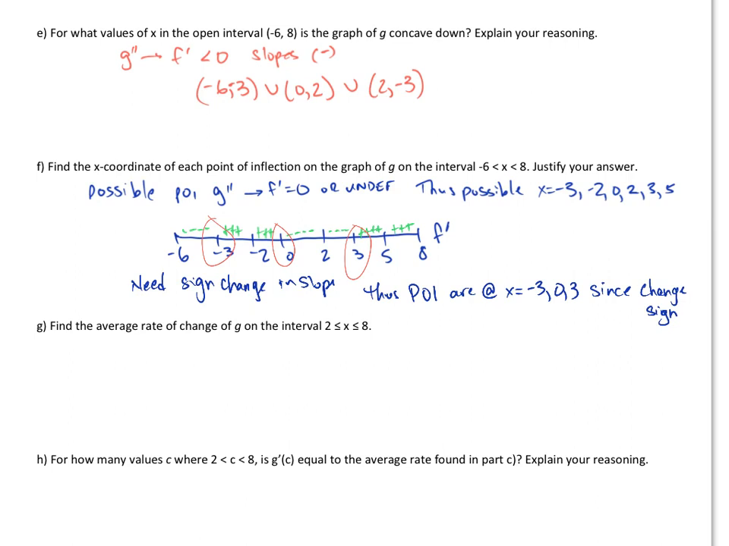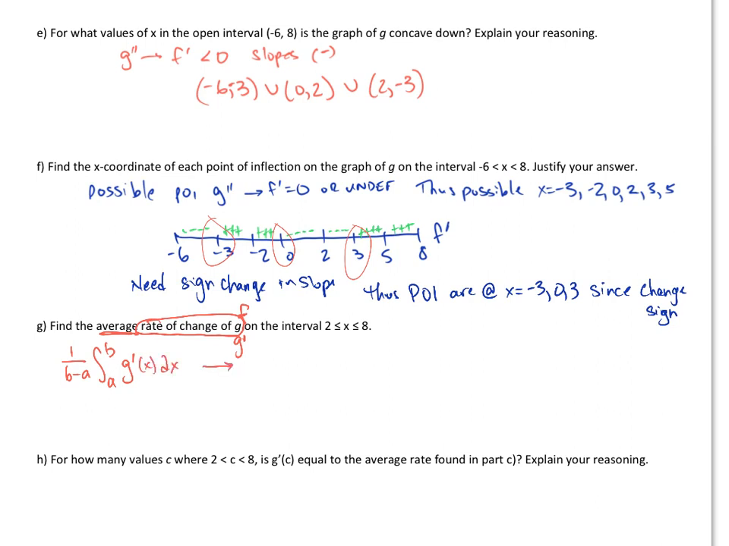Okay, find the average rate of change of g on the interval from 2 to 8. This is a tricky question. You really got to think about it because they're trying to trick you. They're saying the average. Well, we know the average rate of a function is 1 over b minus a, the integral from a to b. But we want the rate of change of g, which means this is f. This is g prime. So we are looking for g prime of x dx.